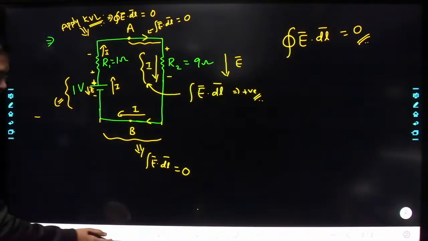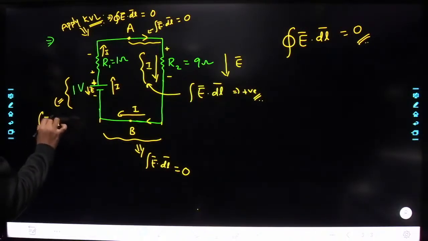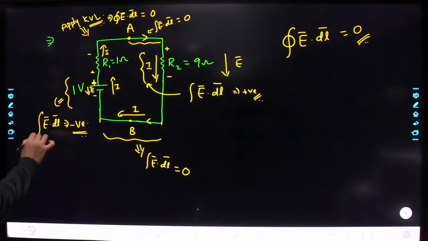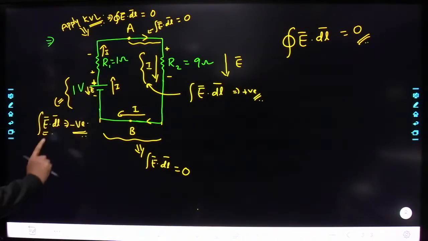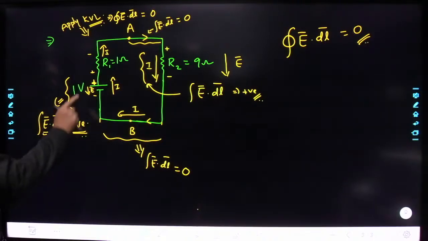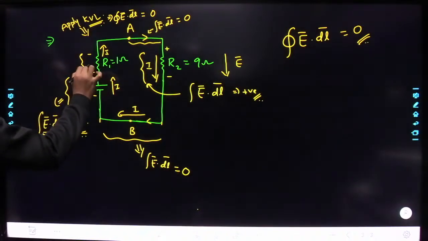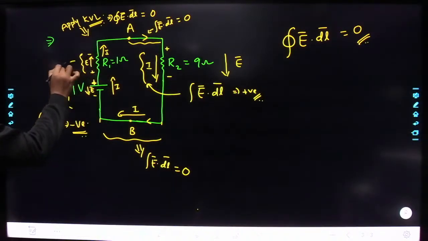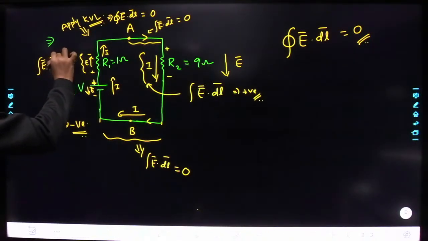Here, for E bar dot dl bar, you are going to get a negative value. Why? Here E bar is pointing in downward direction and the loop is pointing in upward direction, so integral E bar dot dl bar is negative. Next, from here to here, the electric field is pointing in this direction, and dl bar is also pointing in upward direction. So in this case, integral E bar dot dl bar will be positive.